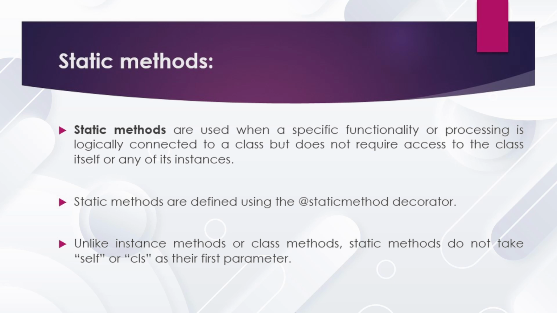Unlike instance methods or class methods, static methods do not take self or cls as their first parameter. This means they do not have access to the current instance, which is self, or the class, and cannot access or modify instance level or class level data directly. Static methods are typically used for utility tasks, helper functions, or common operations that support the class logic but function independently of class data.